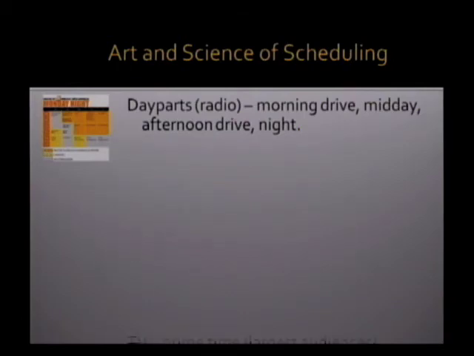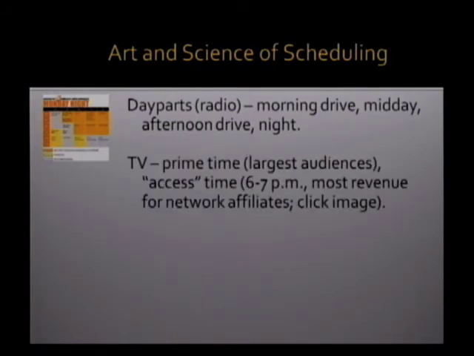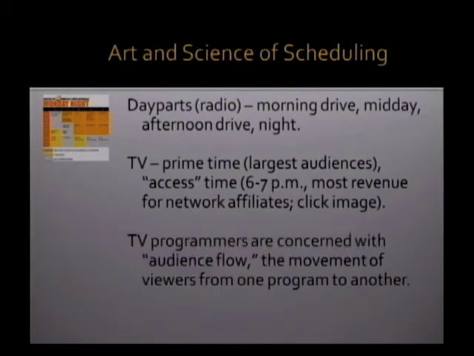Now, in TV, our primetime audience is the largest audience, with what is known as access time right before primetime. Access time typically is about 6 to 7, sometimes as late as 8, but usually not that late. And most revenue for the network affiliates comes between primetime and the access time. Again, in the DFW area at least, for the access time slot, this is where you're going to find a lot of your local news programming and maybe a syndicated show or two, like maybe Access Hollywood, or sitcom reruns like The Simpsons.